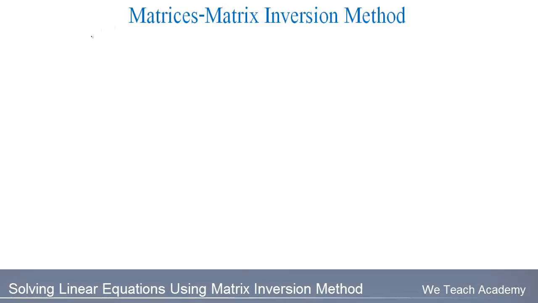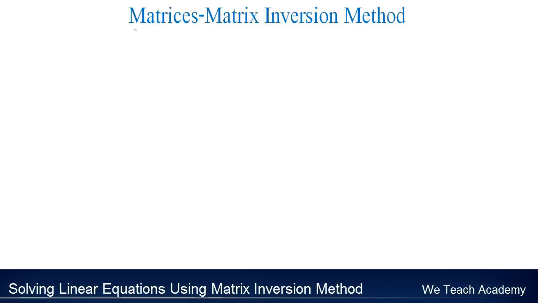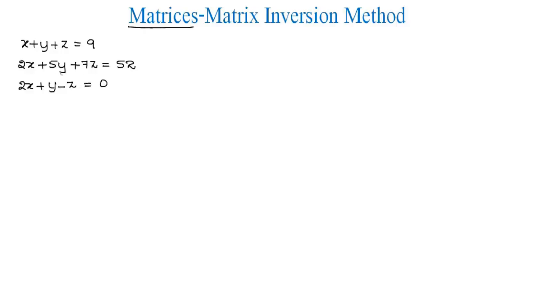In this session we are going to discuss an example where we are going to solve a system of linear equations under matrices using the matrix inversion method. So let us consider equations, and let us name these equations as equation 1, equation 2 and equation 3. As we already learned, we need to convert these equations into the matrix form AX equal to D. So the matrix A would be the coefficient matrix.